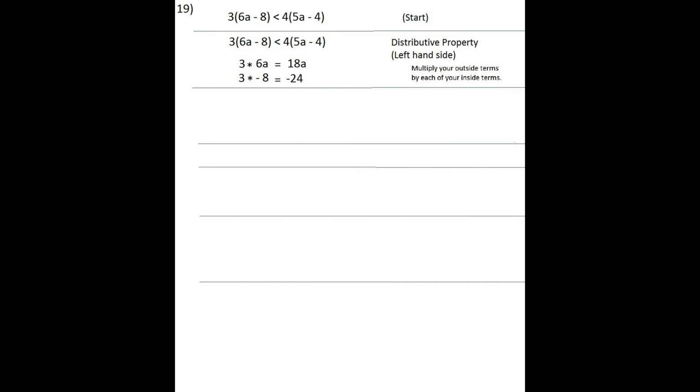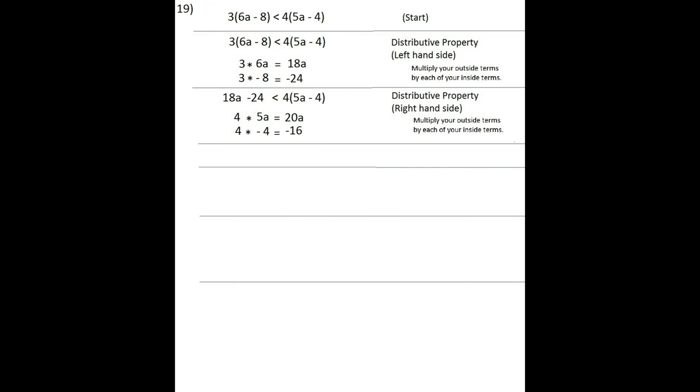What do we do next? We take care of the right-hand side. So we have 18a minus 24 is less than 4 times the quantity 5a minus 4. So we have 4 times 5a, which is 20a, and then 4 times negative 4, which is negative 16. All right, so we're multiplying those outside terms by the inside terms.